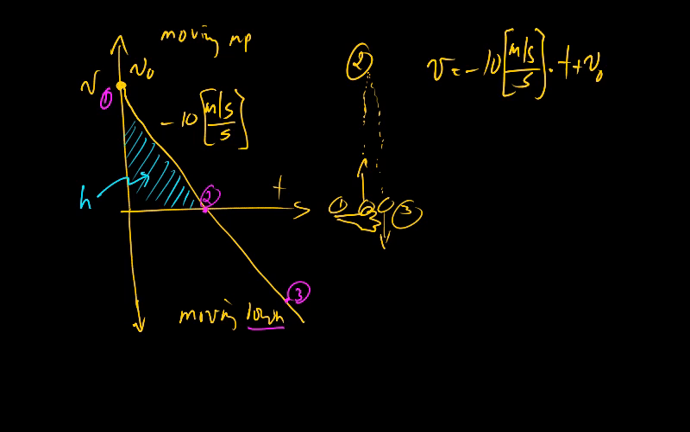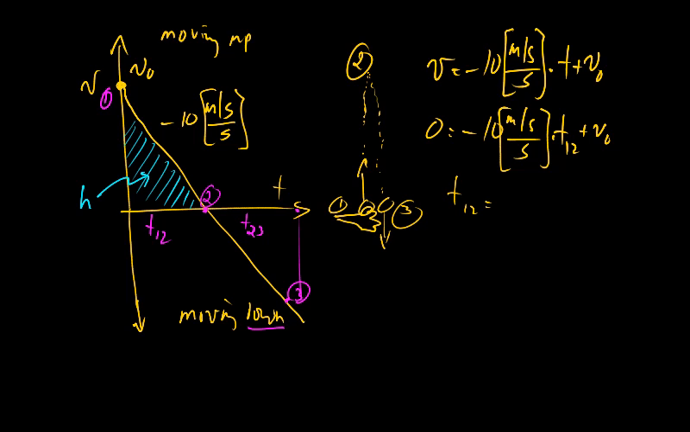There's another case. When we want to look at, for example, the time it takes to go from point 1 to point 2, and the time it takes to go from point 2 to point 3, we can relate these in a few different ways. Point 2 is where the speed is 0, and we have -10 meters per second every second, times the time t12, the time between points 1 and 2, plus v0. This immediately implies that time is equal to v0 over 10 meters per second every second. And this is just from the point slope form.